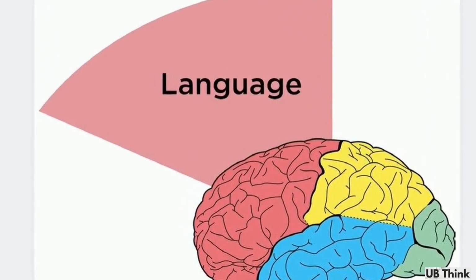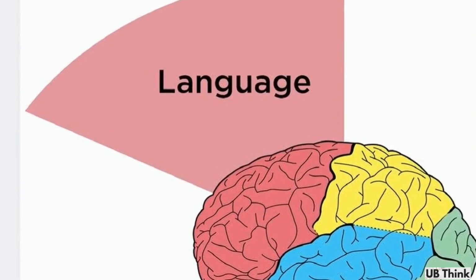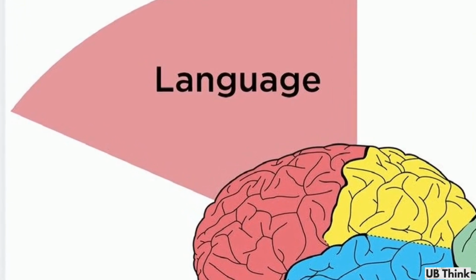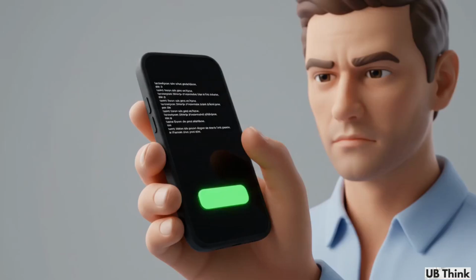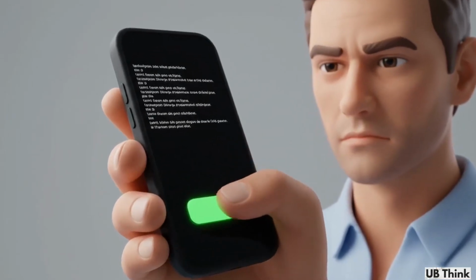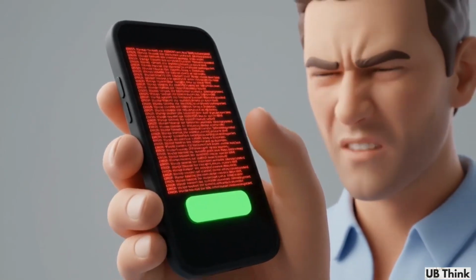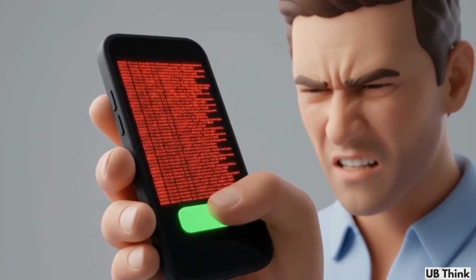This system is slower and requires conscious effort to decode strings of letters into meaning. This transition is a point of failure for many products. If the layout successfully grabs the user's attention, but the words at the destination are confusing, the experience breaks down.